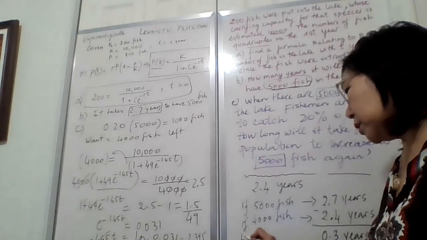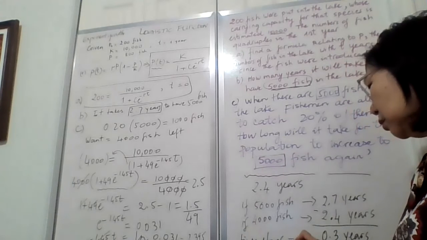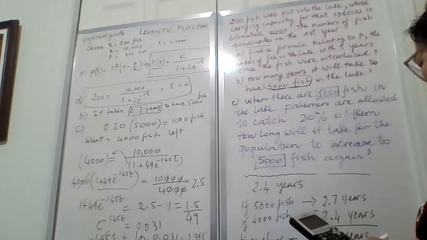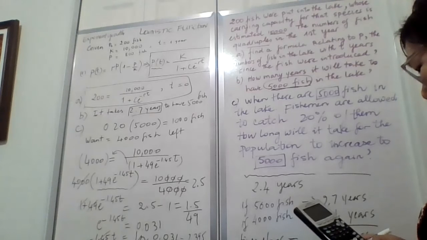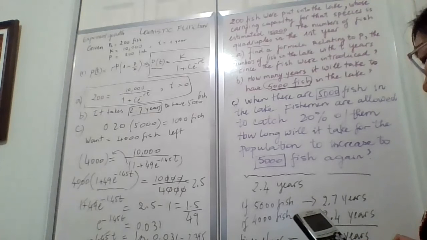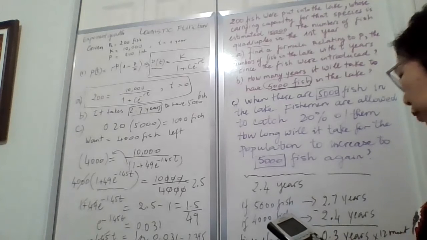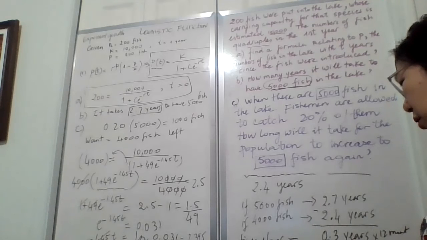So the time elapsed will be equal to this. And we don't like this, so I'm going to say 0.3. I'm going to multiply by 12 months, okay? Because this is in years, if we multiply by 12 months, we say that it's about 3.6, which is like 4 months.